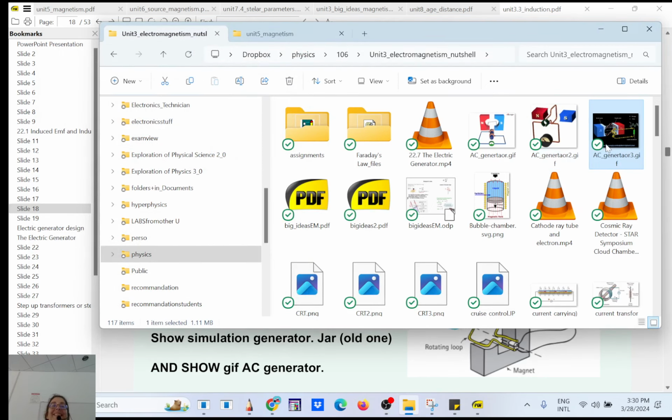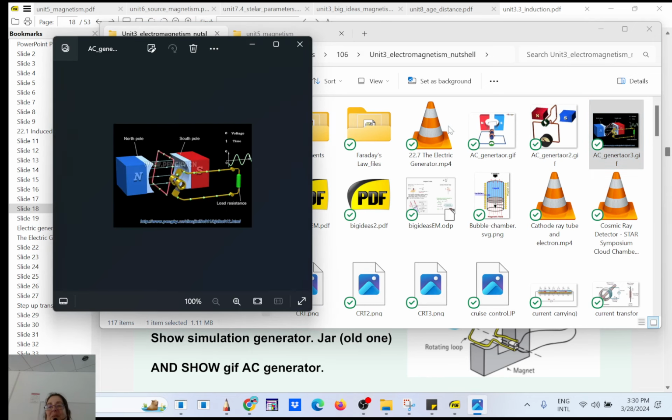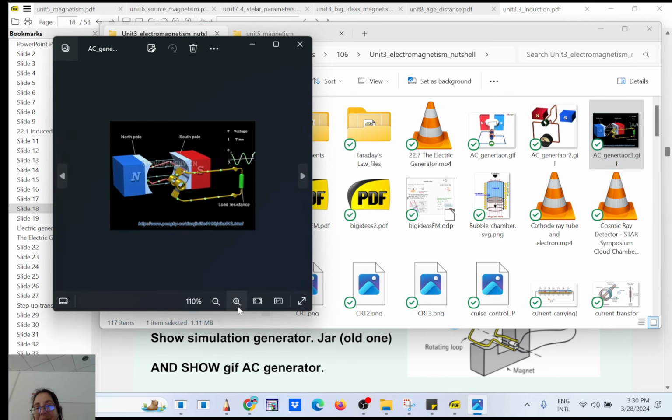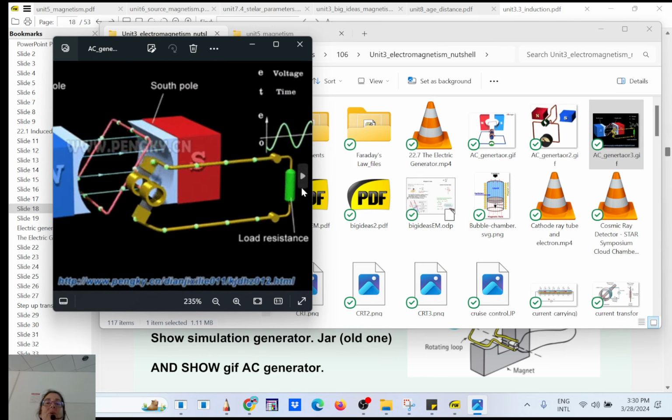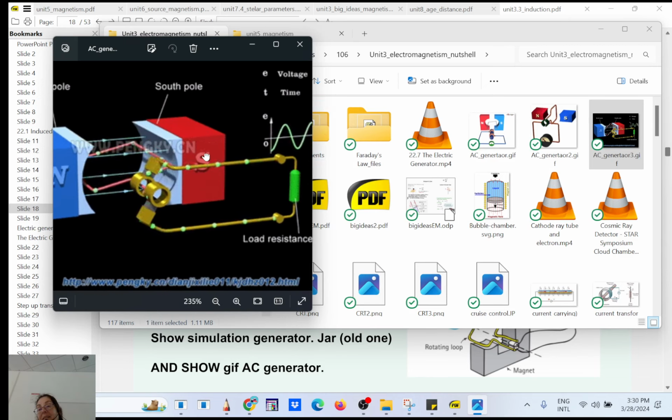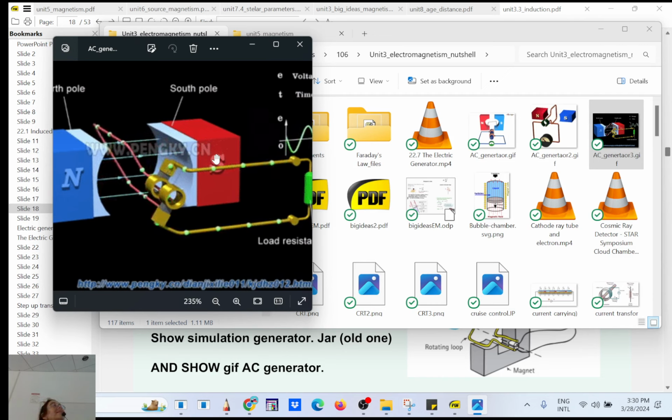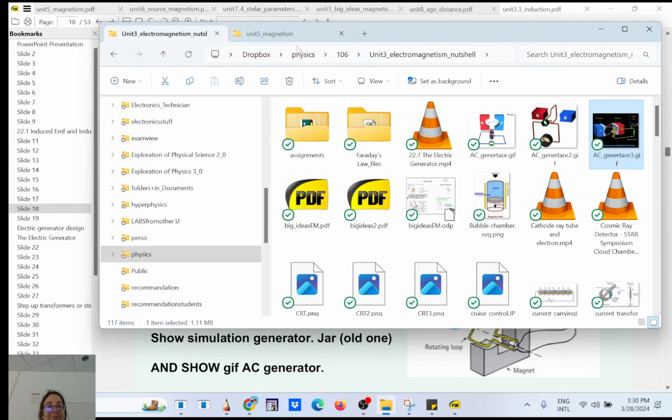And I have another one. I think I downloaded all of them. So this one is nice because you have your load here. Your load could be the household, and you see that the voltage is AC. So the EMF, the voltage induced, is going to be alternating voltage. Isn't that cool? The genius, Michael Faraday, who didn't go to school. Genius, right?